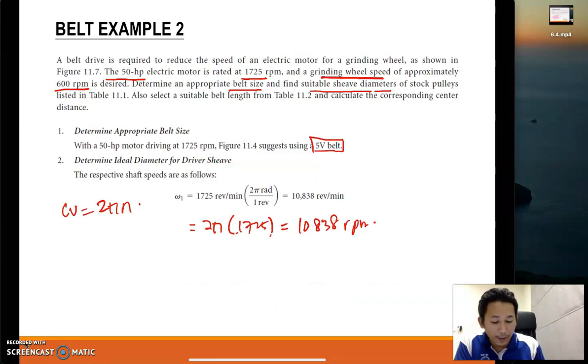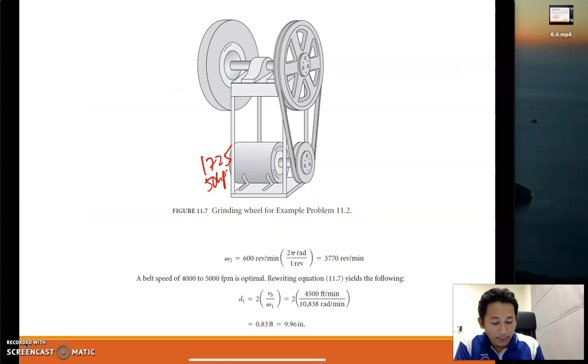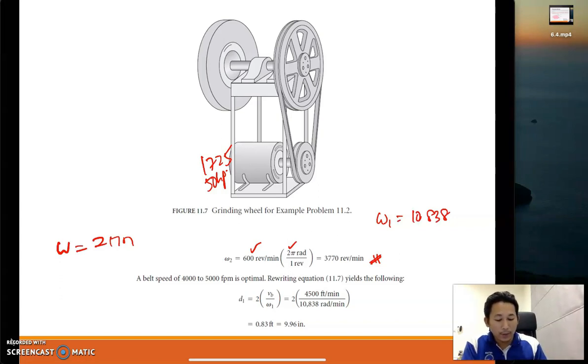600 is desired. So from the equation, omega equals 2 pi n. So we have 2 pi and the speed is 600 revolutions per minute. So from the calculation we get 3770. So omega 1 is equal to 10,838. Omega 2 is equal to 3770. A belt speed is optimal.